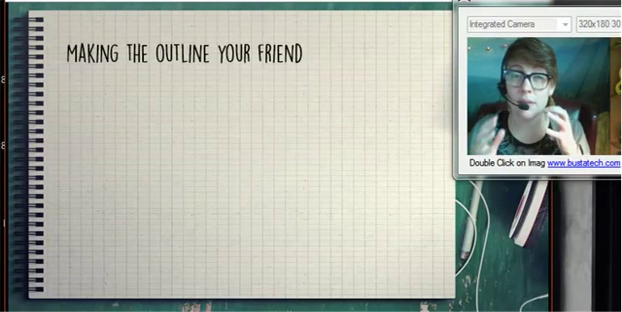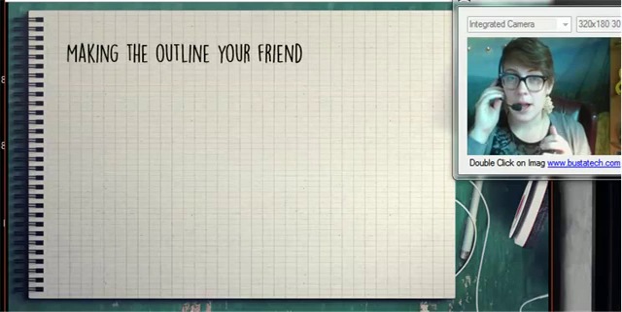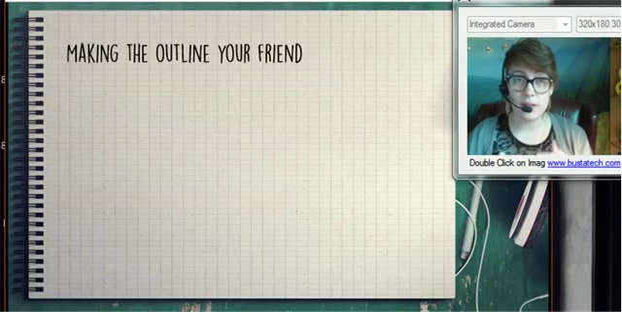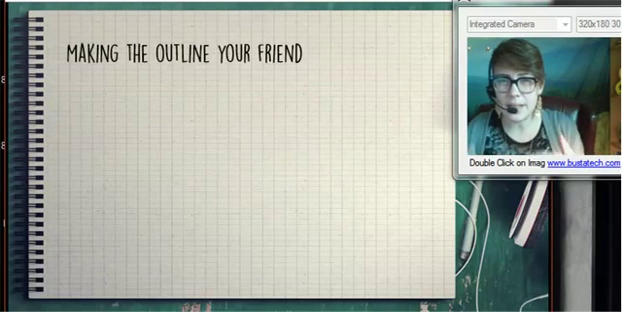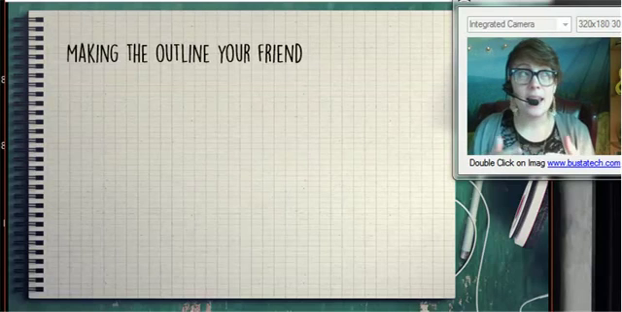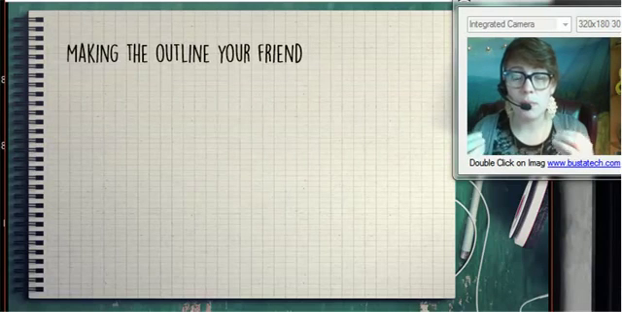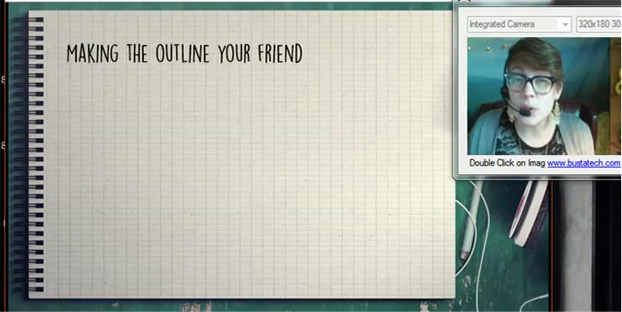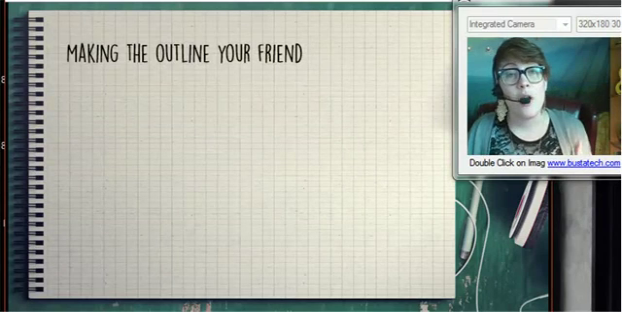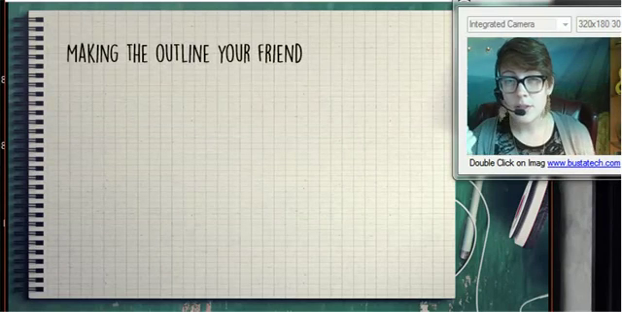We are still in the midst of researching for our research paper, but after the Works Cited page, the outline is the next biggest deal that you have to work on. And it is actually so important to do a good job on your outline, because if you do a good job on your outline, writing your paper is super easy.